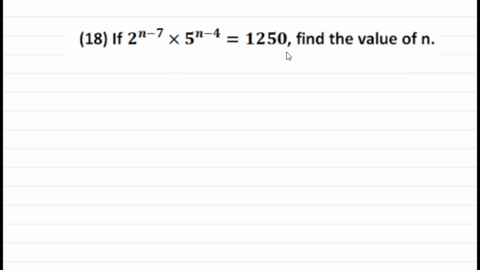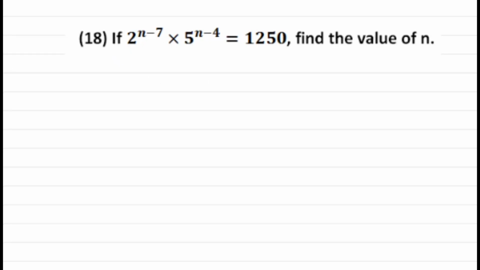So this is the 18th question. Here you have to find the value of n. So this is a little bit different than the previous questions. Here you can see the base is different, and here you have this number. So in this question, first thing you will factorize this right hand side. So here 125 means 5 three times, and then 10 is 5 into 2.